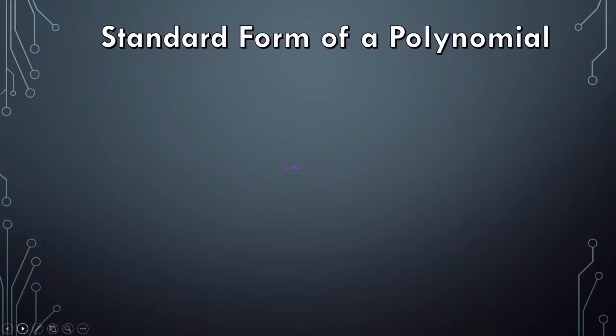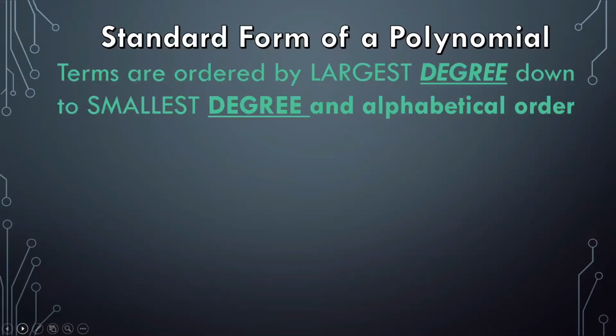Okay? The last part of this is one of the most important parts. In math, we talk about standard form. Standard form is when you take all your terms and you order them by the largest degree down to the smallest degree. And you put the variables in alphabetical order.